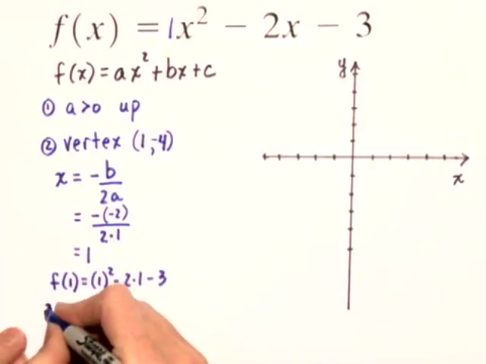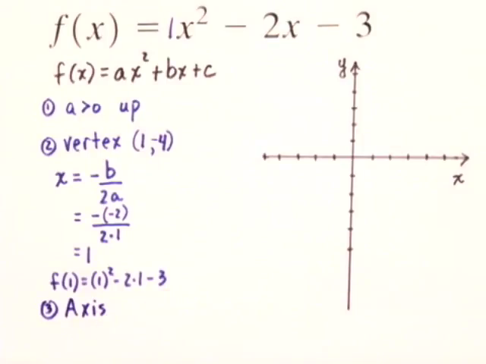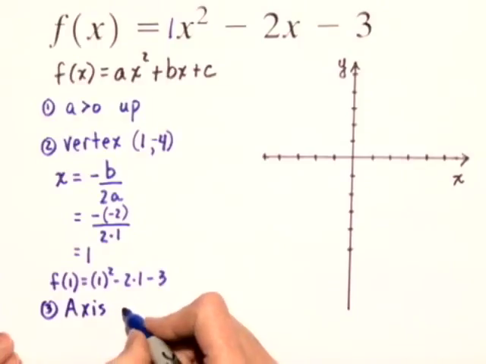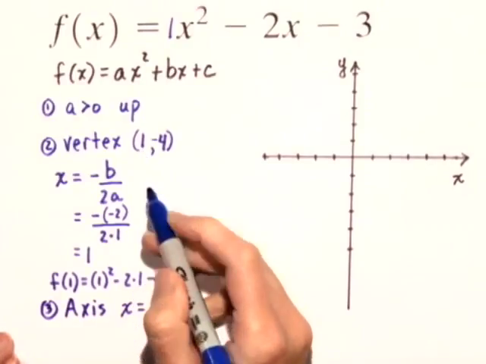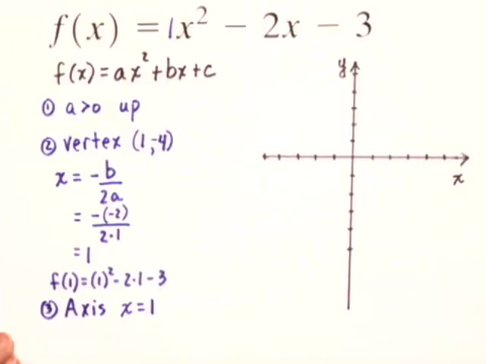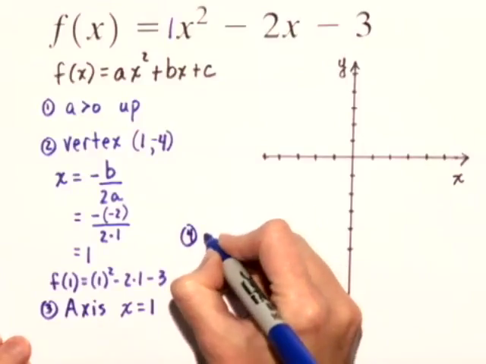In step 3, we want to find the axis of symmetry. The axis of symmetry is just a vertical line for a quadratic function, and the formula is x is equal to whatever the x-coordinate of the vertex is. X equals 1 in this case. The last thing we need to do to help us graph this quadratic function is to find the x-intercepts and the y-intercept.